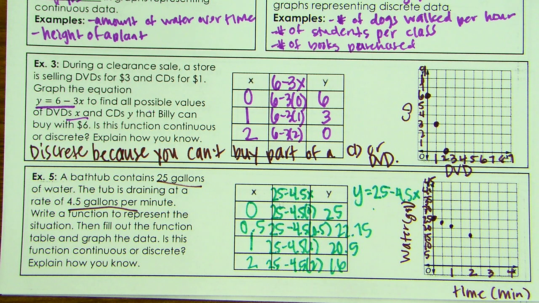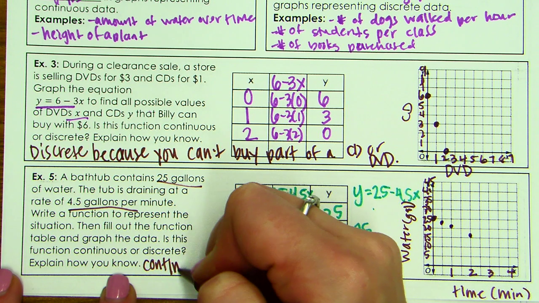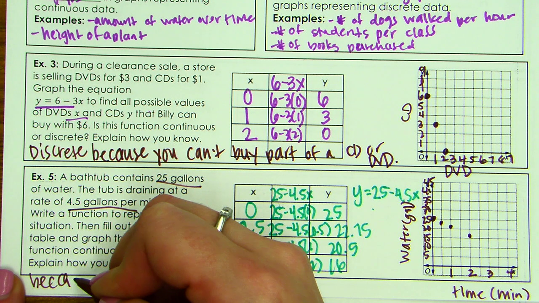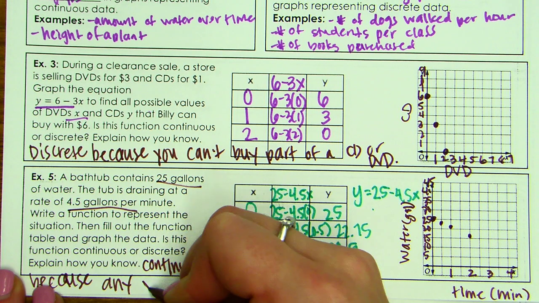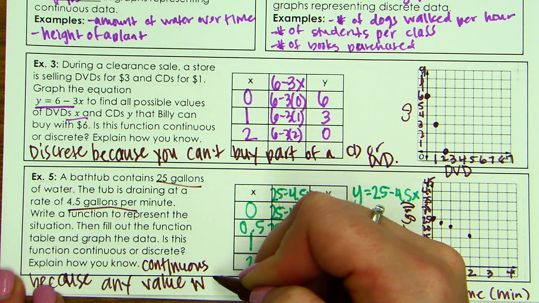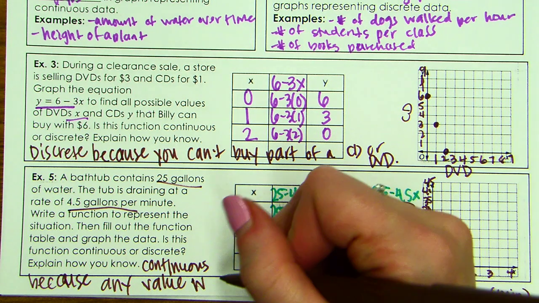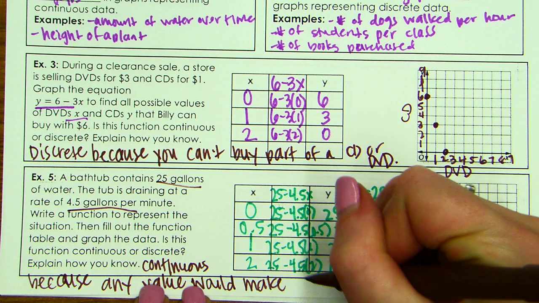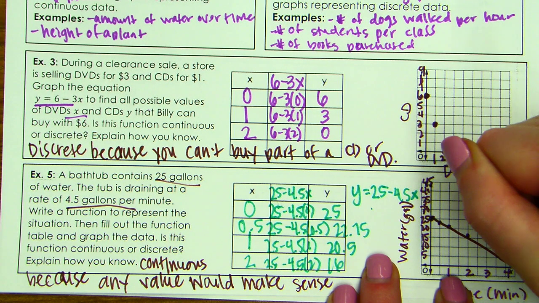And then I have to think, is it continuous or discrete? It's continuous because any value would make sense. Sorry, my writing is not turning out so good. Because any value within the interval of time has to be positive and before we run out of water. But any value in the interval would make sense. So it's going to be continuous, which means I want to connect the dots because any value in this range is going to make sense.